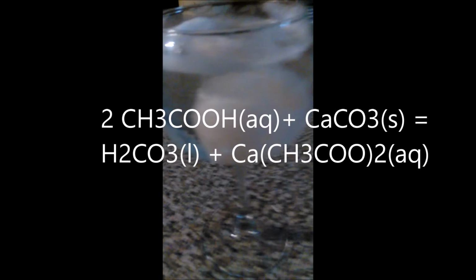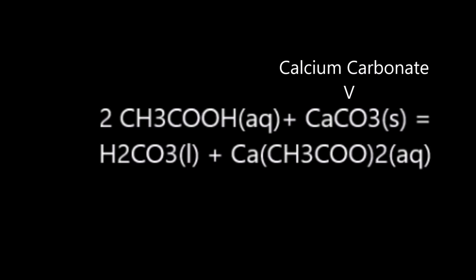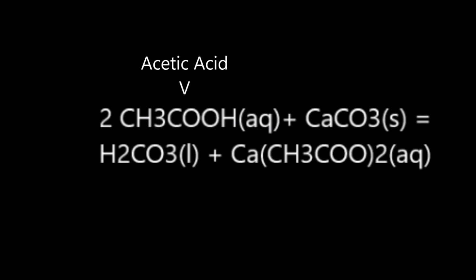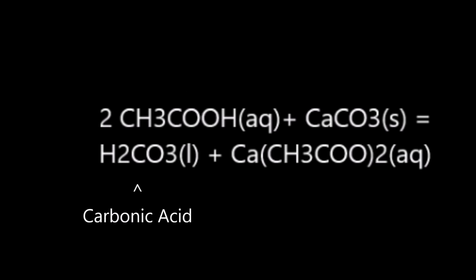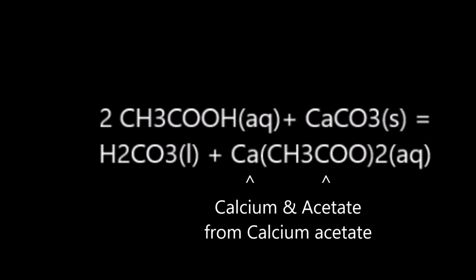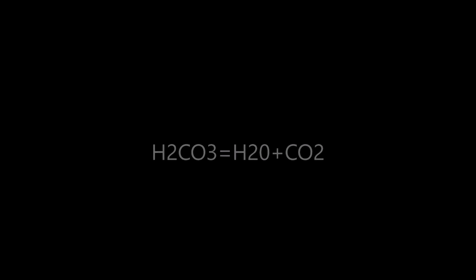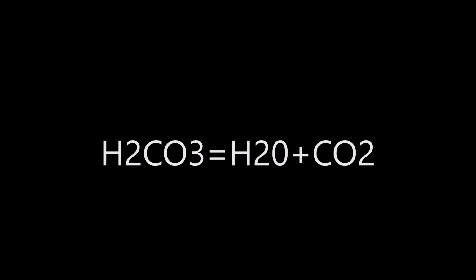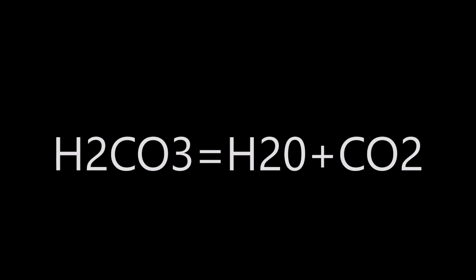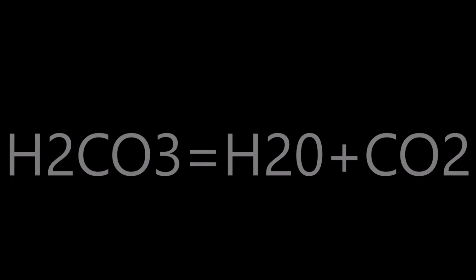We can be more specific on what goes on during the chemical reaction. First, the carbonate part from the calcium carbonate is protonated by acetic acid to make carbonic acid. Along with this, the calcium and acetate from calcium acetate is made as well. Next, the carbonic acid that was just created is broken down to form carbon dioxide and water.